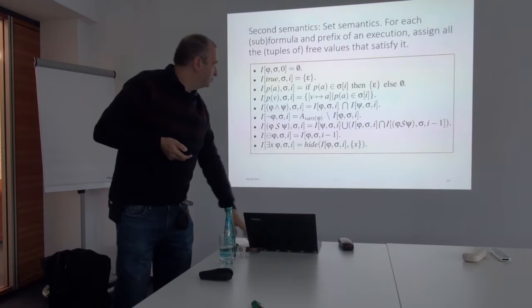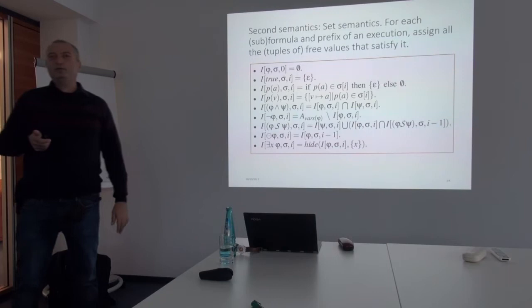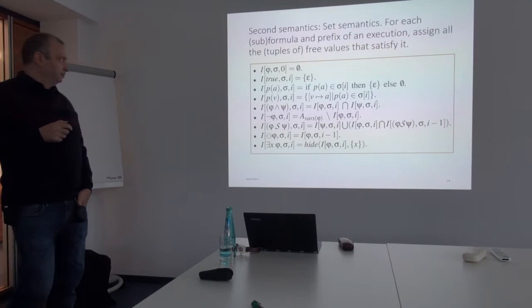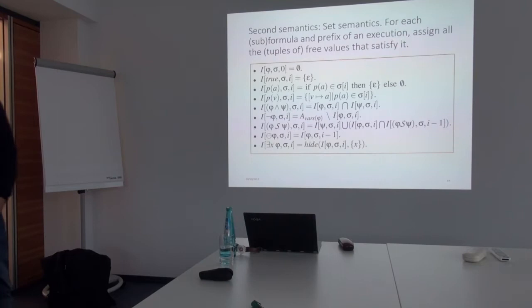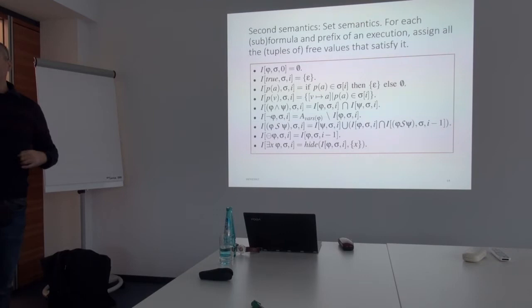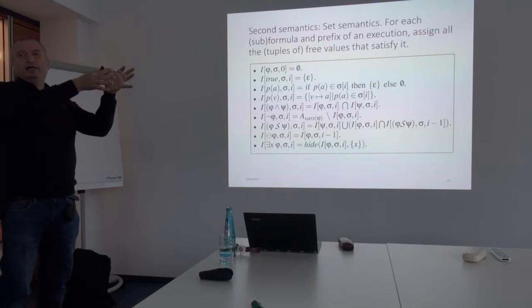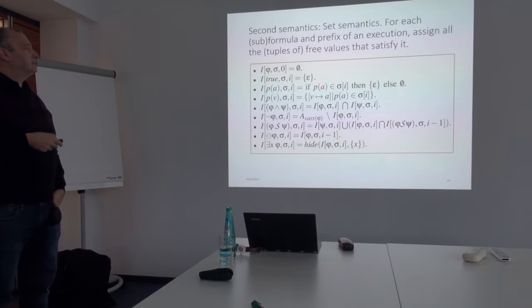So here's another semantics. It is an equivalent semantics, but it works in a different way. What it says is the following. It takes a formula, it takes the sequence that happened, and it takes the point in the sequence where I'm interested to observe whether the formula holds or not, and it gives me the set of all the assignments that would satisfy the formula. So it goes the other way, right? Instead of saying that an assignment for that sequence, for that point, satisfies the property, it says these are all the assignments that satisfy the property for that sequence, for that point.